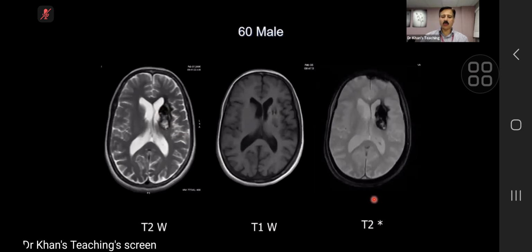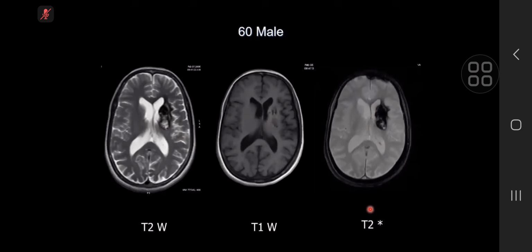Now, I am going to introduce to you another sequence, which is known as T2 star sequence, which is this one. What do you know about this sequence, T2 star? So T2 star, I know, is if there is any hemosiderin or any paramagnetic substance that would cause the blooming artifact. So you'll get a sharp decline in the signal. So it will be very black. So if there is any hemorrhage, you can easily pick it. Tiny micro hemorrhages are picked with T2 star.